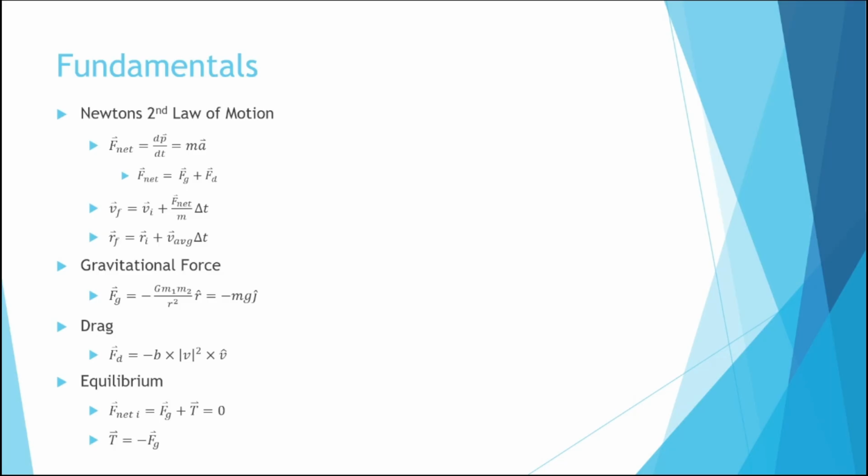We also used the gravitational force, which was negative mg in the y direction, drag, which is given by this formula here, and we calculated the equilibrium, since at the point where the top is first released, it will be at equilibrium and the bottom of the slinky will not be falling. Therefore, the tension will be equaling the force of gravity in the negative direction.